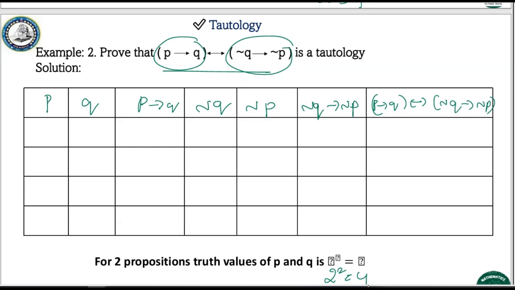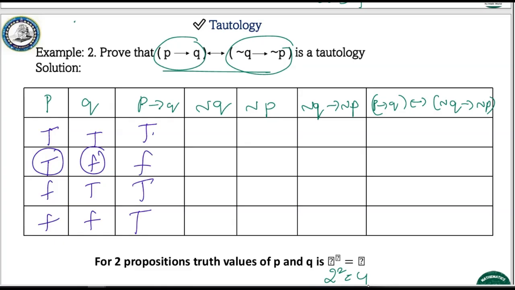Now we'll start solving this. So we have TT FF, then TF TF. Now implication is, if it is T and F, the answer is F. Otherwise the remaining is all true. Then negation of Q will be FT FT. Then negation of P will be FFTT. Whatever is there, we'll reverse them.